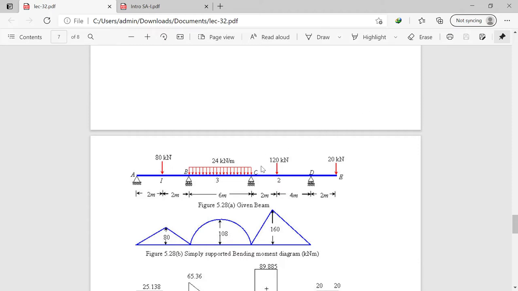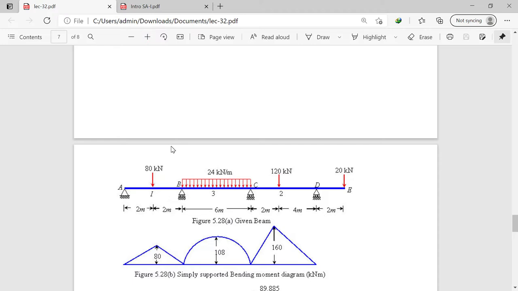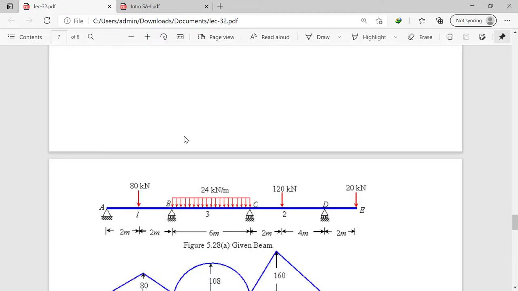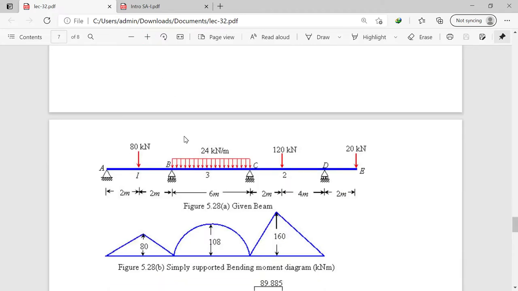So, as shown on the screen, this is typically an indeterminate beam. It is a continuous beam which has an additional overhang portion, that is DE. Let us see how to solve this numerical using the three moment theorem, and how to consider the effect of the overhang portion in the analysis.